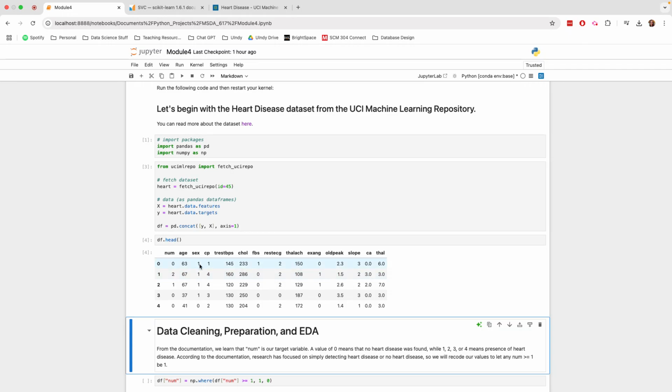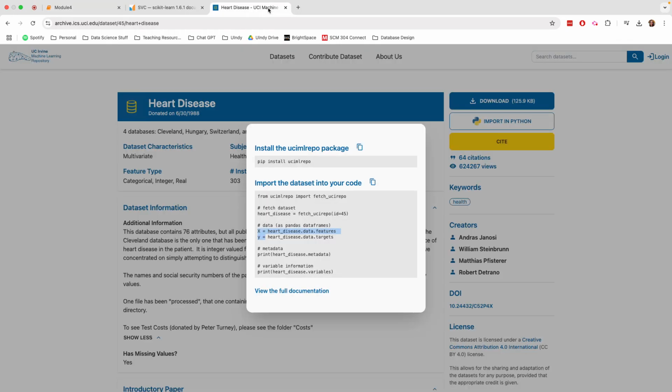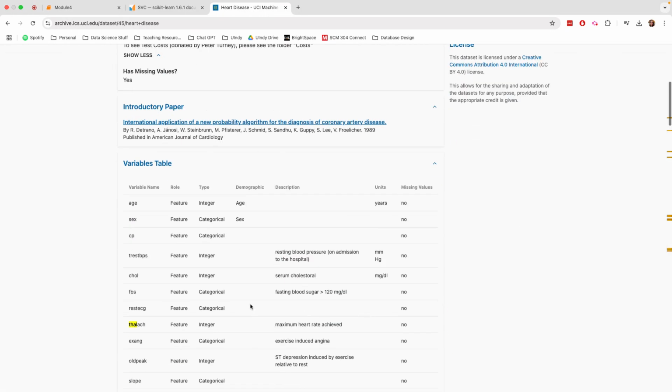So we've got our data set. You see the num that is there, heart disease, and remember a 1, 2, 3, or 4 means that there is, a 0 means that there's not. Age, sex, and then a lot of variables I don't understand because I'm not in the medical field, but that's why we have our data dictionary.